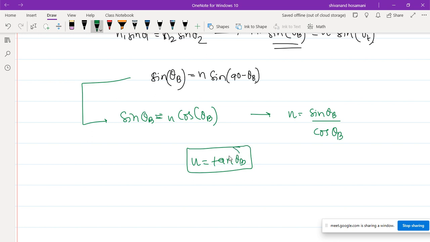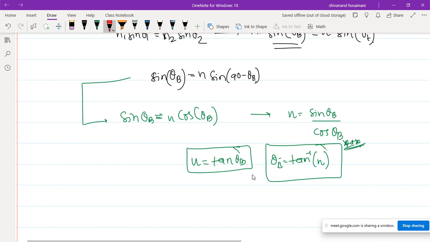It should be n equal to tan theta b. Therefore theta b is defined depending on the refractive index. That is what the relation says. Are you clear about this? This is an important relation.